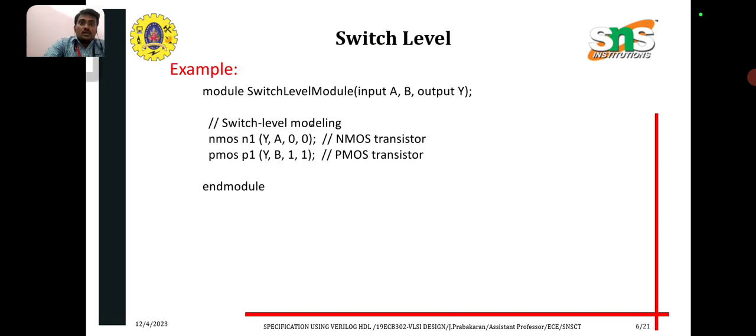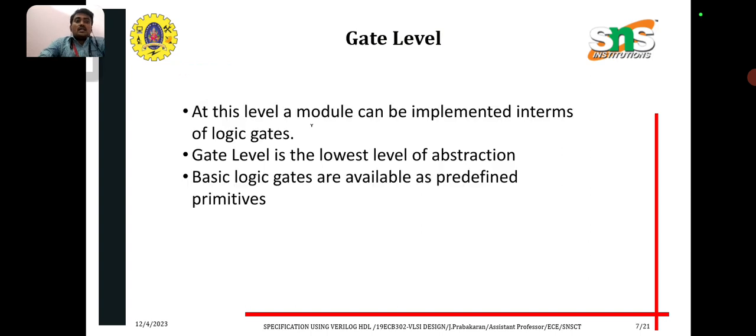Here is a simple example to illustrate switch level modeling in Verilog. In this example, the switch level module contains two transistors, NMOS and PMOS, and models the behavior of a simple logic gate. The NMOS and PMOS modules are switch level representations of NMOS and PMOS transistors respectively. Okay. Next we will see gate level modeling.